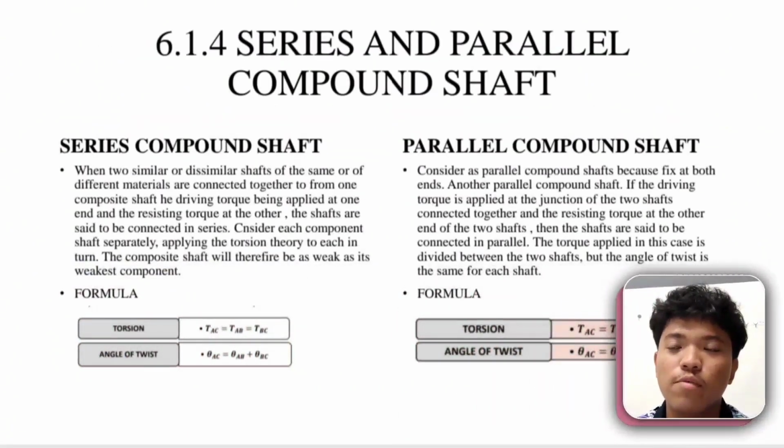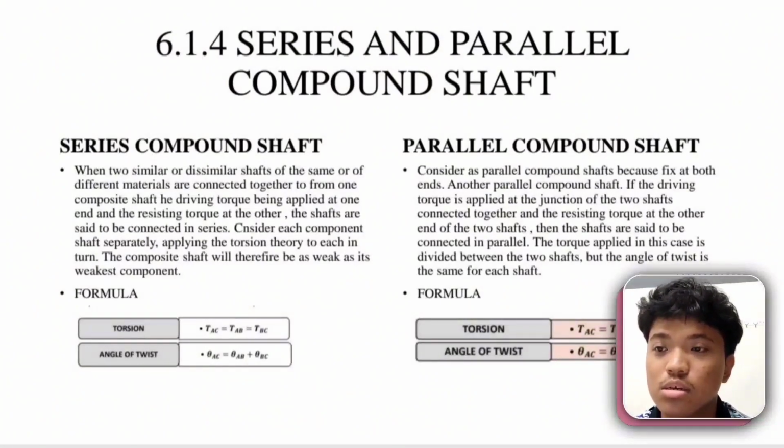For 6.1.4 series and parallel compound shaft. For the series compound shaft, when two similar or dissimilar shafts of the same or of different material are connected together to form one composite shaft, with driving torque applied at one end and the resisting torque at the other, the shafts are said to be connected in series. Consider each component shaft separately, applying the torsion theory to each in turn. The composite shaft will therefore be as weak as its weakest component. For the formula of series compound shaft, the torque TAC equals TAB equals TBC. For the angle of twist, theta AC equals theta AB plus theta BC.